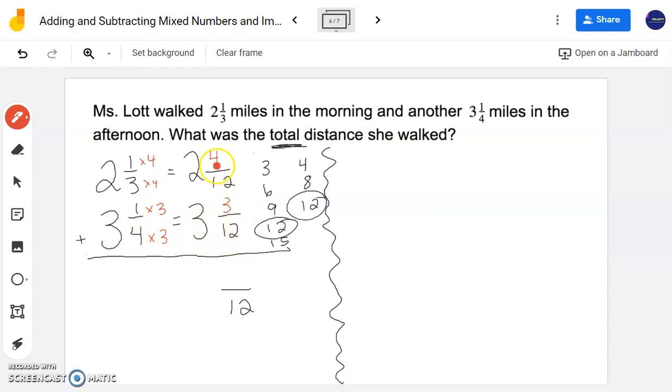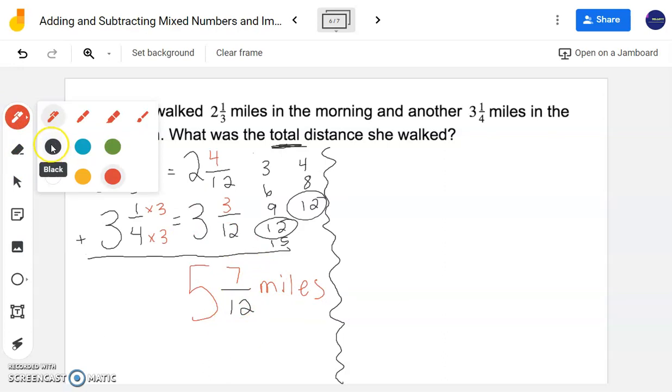Now, I simply add my numerators. 4 plus 3 is 7, and I can't forget about my whole numbers. 3 plus 2 is 5. So Miss Lot walked the total distance of 5 7/12 miles in one day. It's a lot of miles.